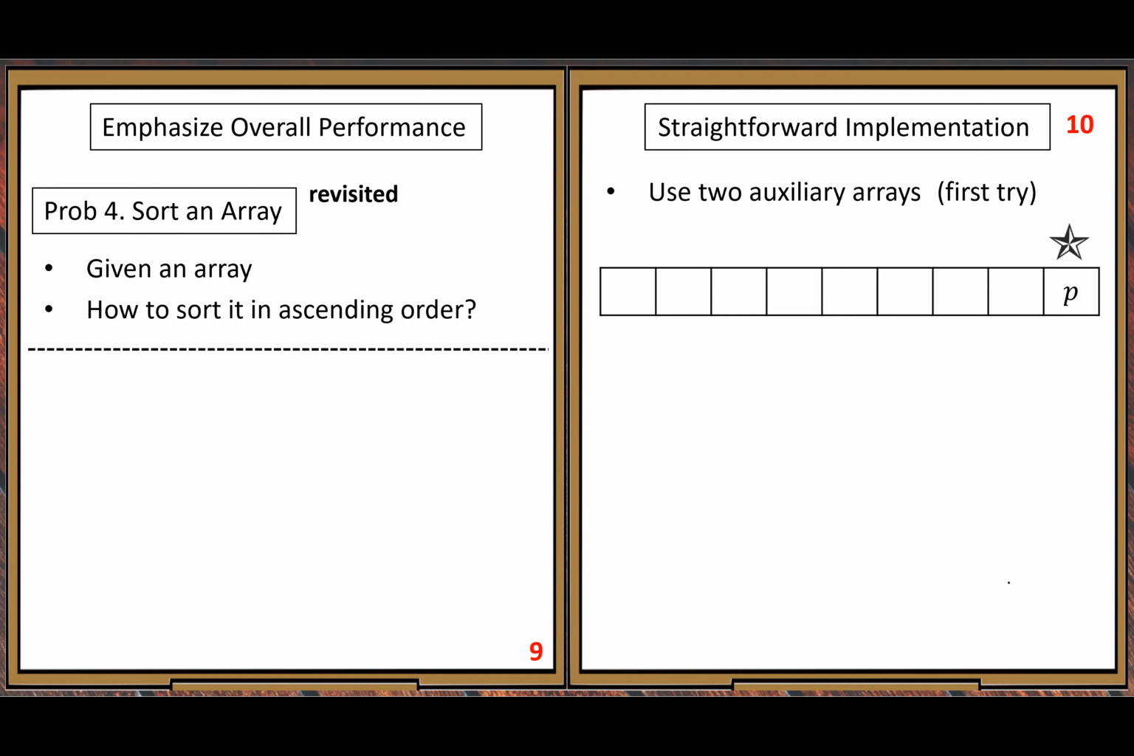That means we need to use an extra amount of space. That's an extra resource. If we can save the extra resource, that's really good, very important. But before we find our final solution, let's take a relatively easy way to find a temporary solution first.